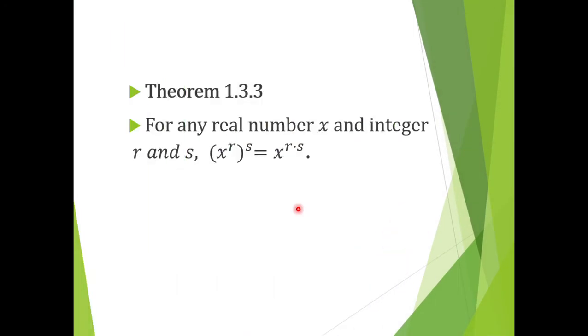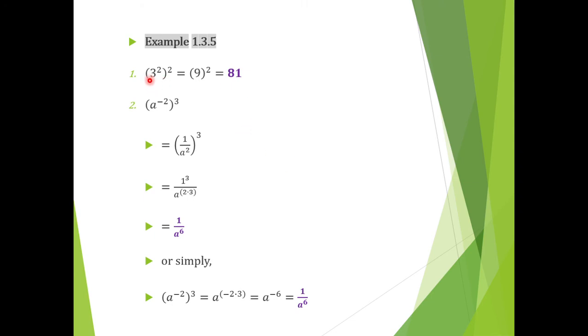For any real number x and integers r and s, x raised to r, raised to s, is equal to x raised to r times s. For example, 3 squared, raised to 2. We have 2 times 2, so 3 raised to the 4th power. It can also be done this way: 3 times 3 times 3 times 3, we have 81. We still get the same answer. It depends on what you do, as long as your procedure is correct.